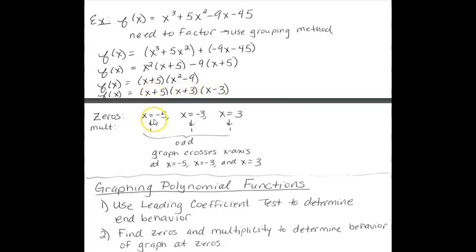So this factor gives me the 0, x equals negative 5. Its power is 1, so that's the multiplicity. This factor leads to x equals negative 3, if it were set to 0. Its power also 1, so that's its multiplicity. X minus 3 set equal to 0 gives x equals 3, and its power again is 1, so the multiplicity is again 1. All of these multiplicities are the same. They are odd numbers, which means the graph will cross the x-axis at all 3 of those zeros.